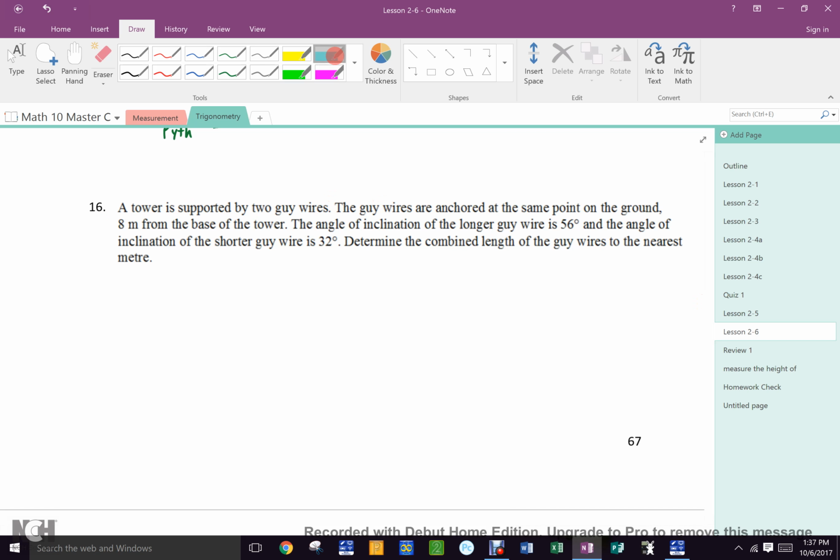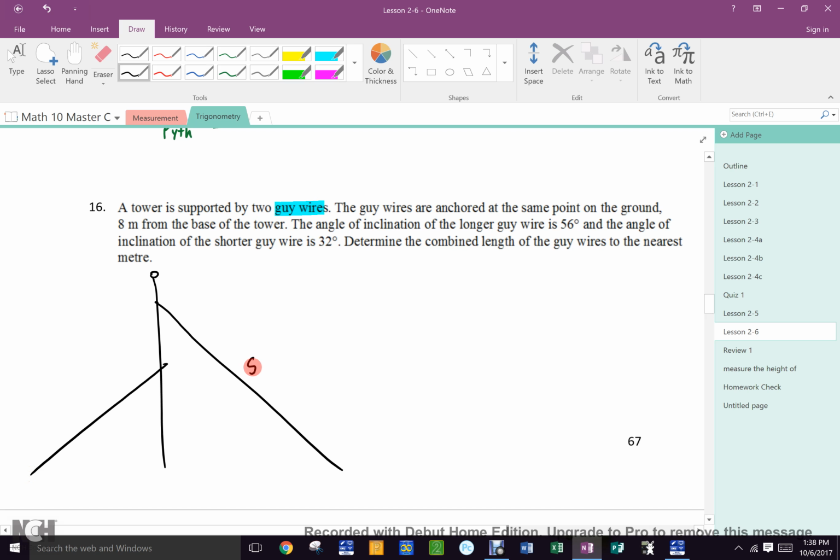Number 16 is a problem because you guys don't know what a guy wire is. You do know what a guy wire is, you just didn't know it was called that. There's a tower, right? You guys have all seen cell towers, right? Do they just stand? No. What's attached to them? Cables that go down to the ground. That is a guy wire. Telephone poles, same thing. That cable that goes down to the ground has the plastic at the bottom. Those are guy wires. You've just never heard the name.